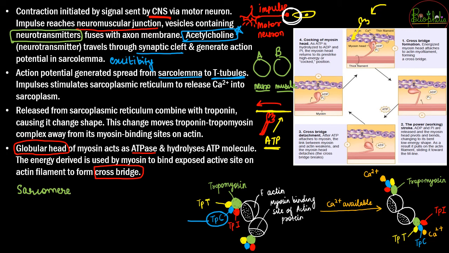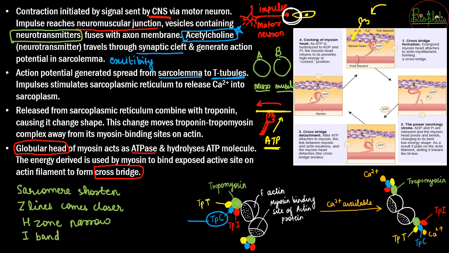So the sarcomere between those Z lines is going to shorten, and as the sarcomere shortens, what will happen? The Z lines are coming closer. Once they come closer, what will happen? The H zone, now you can remember what the H zone was, is going to narrow, it will shorten. The H zone is shortening, and along with it the I band is also going to reduce.